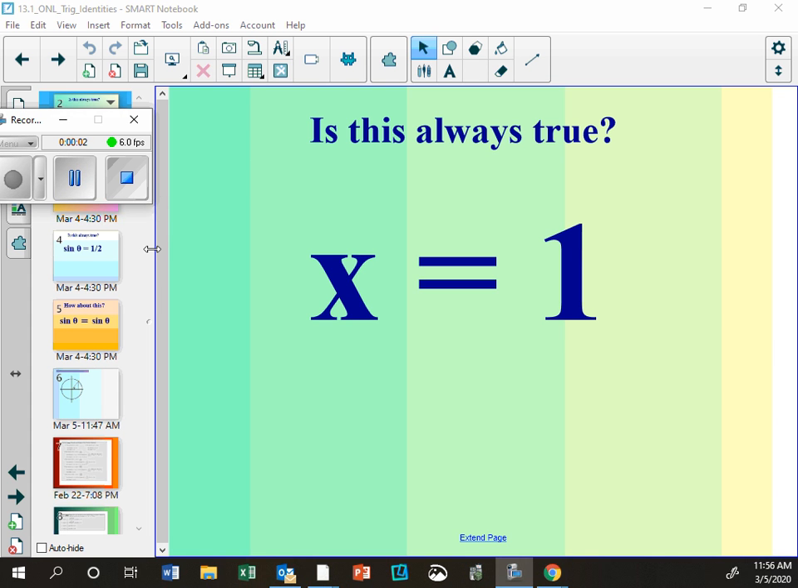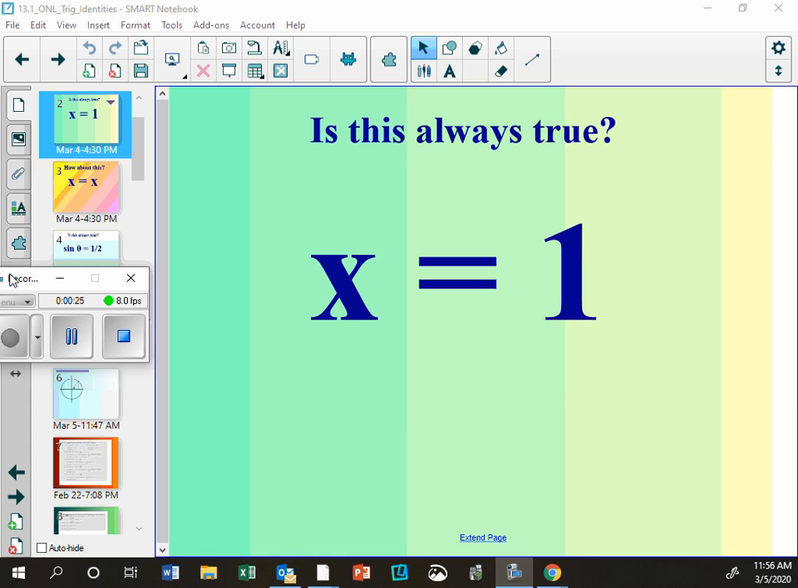Okay, we're doing a second day on identities. Is this always true? No, because couldn't you put in a number for x and find out it didn't work? All right, because you start with something like this and think, well, of course, because you said it was true. No, this is not a truth statement, okay?